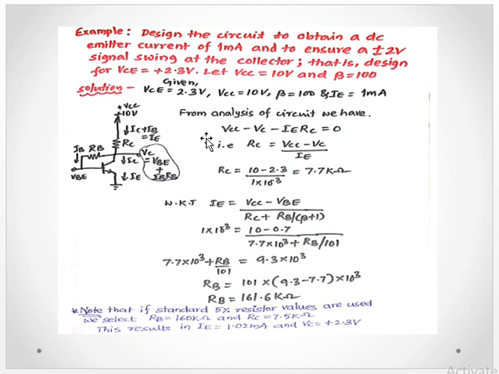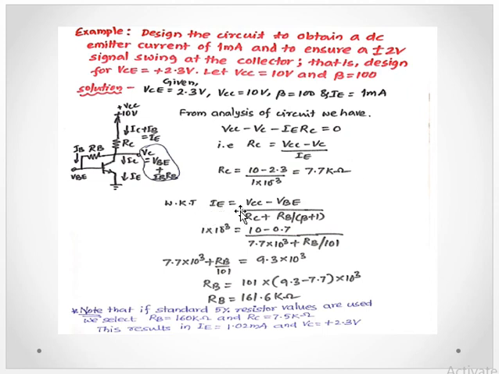From analysis of the circuit, we have VCC minus IE into RC minus VC equal to 0, where the voltage available at this point we term VC. So RC can be calculated as VCC minus VC divided by I. If you substitute values, VCC as 10, VC as 2.3 and I as 1 milliampere, you will get around 7.7 kilo ohm. RC value is calculated as 7.7 kilo ohm.